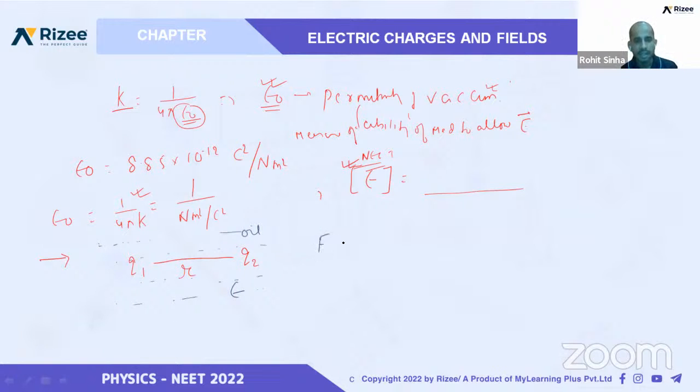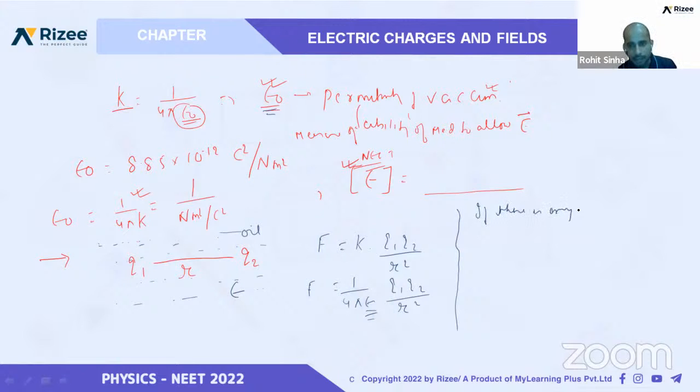What we'll do, we will say that force is equal to, k will get replaced this time. We will write 1 by 4 pi epsilon into q1 q2 by r square. Can you see, my dear friends, what I have done? If there is any medium between the charges, I have replaced this epsilon naught by epsilon. So remember, if there is any medium, we will replace epsilon naught by epsilon.